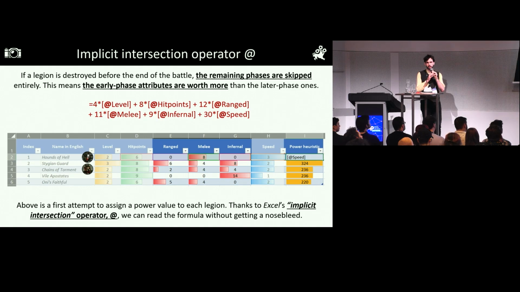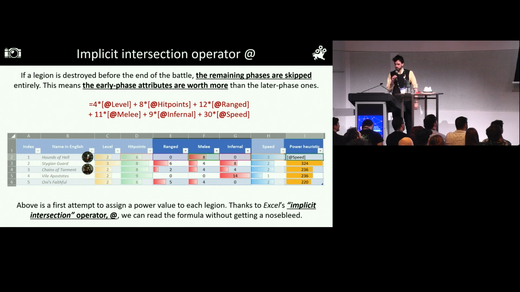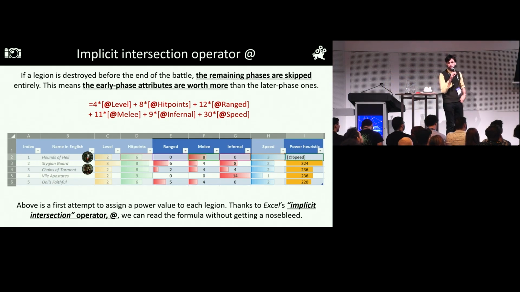Who has heard of the implicit intersection operator? That little at symbol. Well, it's a good thing I came along to explain how to Excel to people. Yes, so implicit intersection operator is the bee's knees. And if you take one thing away from this, it's that it's great.